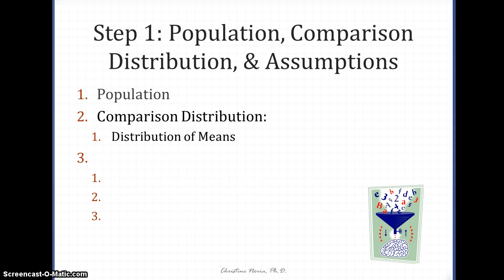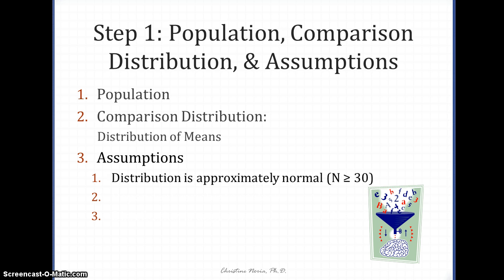We also have our assumptions. So the next thing to talk about is the assumptions. And you notice that the assumptions are identical to the assumptions that we've had for the one sample z-test. The first is that the distribution is approximately normal, and the way that we can assure that through the central limit theorem is that we have a sample size of at least 30 or greater.